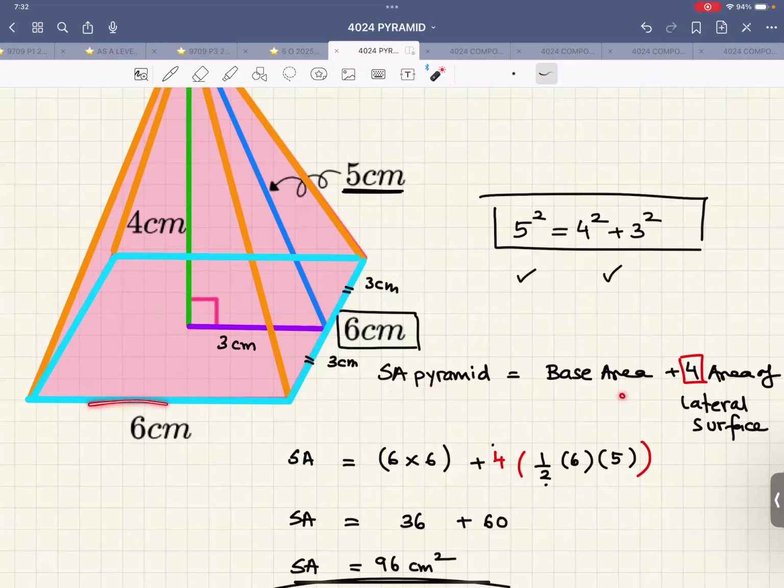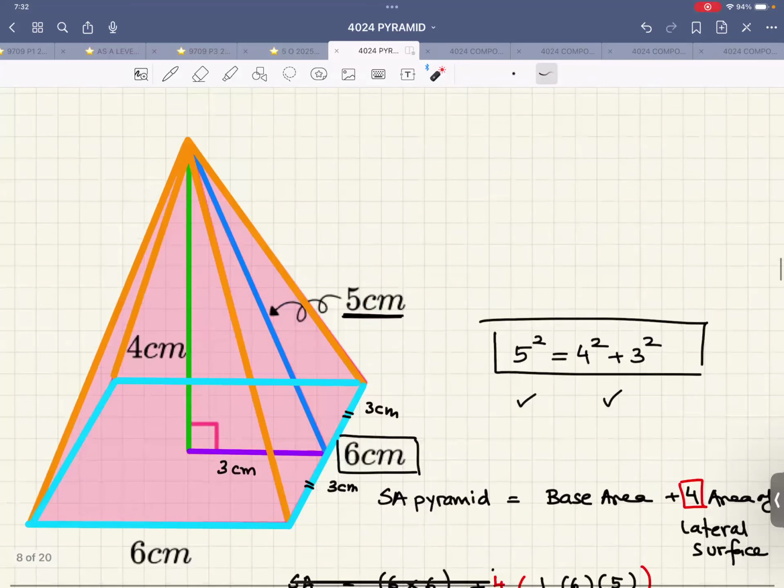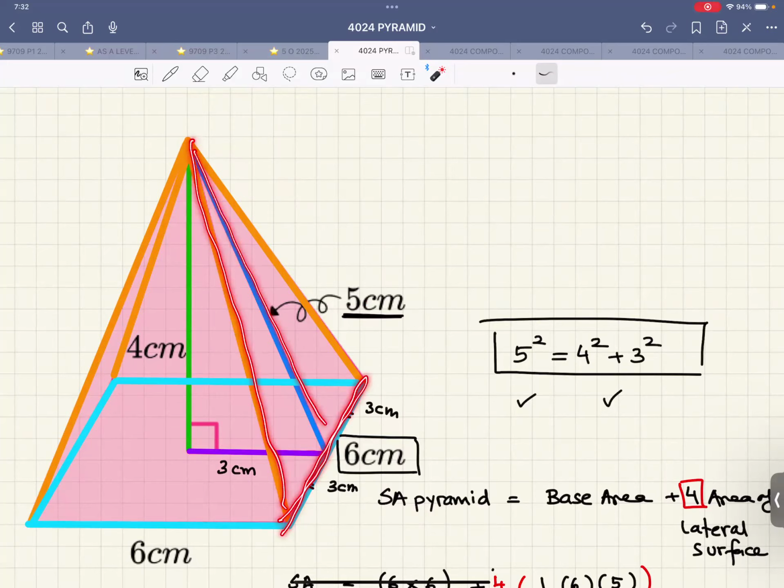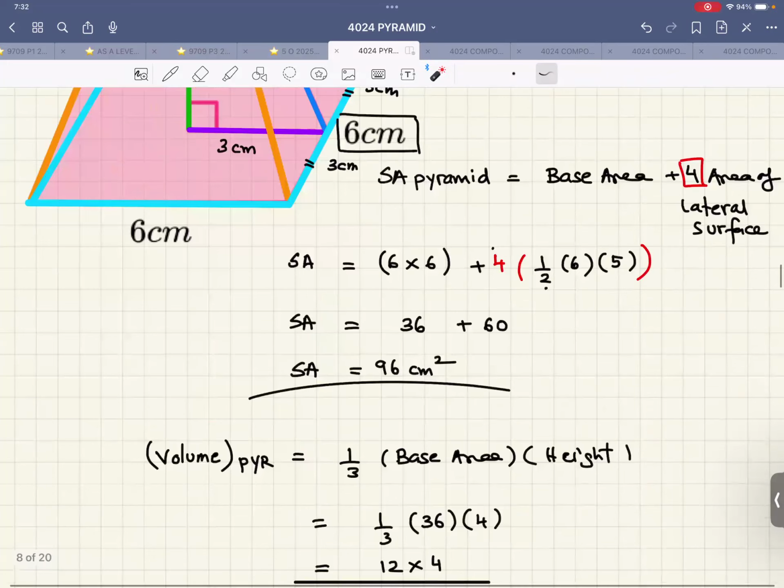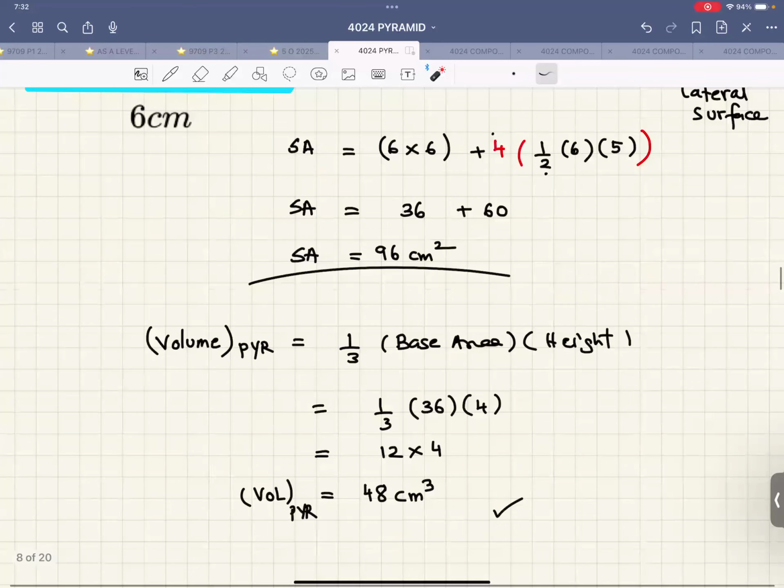That's the base area, which is 6 by 6, which is 36. And the area of the lateral surface, this thing is 6, this thing is 5, half into base into height. So half into 6 into 4, 4 such faces, that is 60. That's the total surface area. Volume of pyramid, 1/3 base area into height.